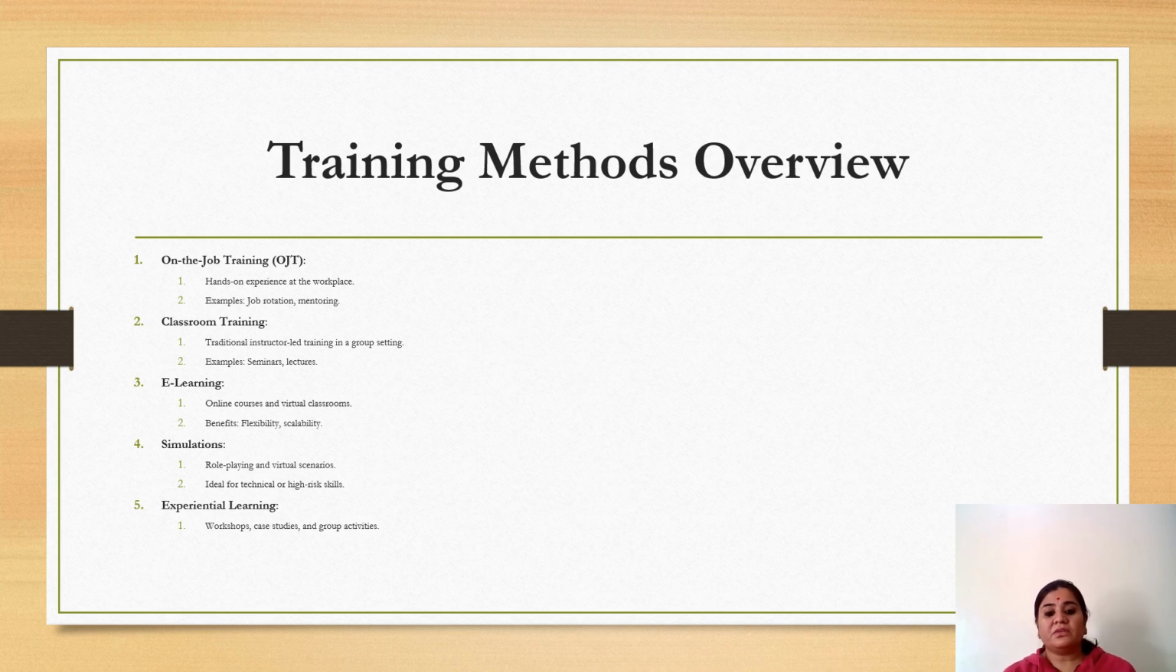Then we have experiential learning. It includes workshop, case study, group activity. It even encourage hands-on learning through direct experience. These activity promote critical thinking and problem solving.